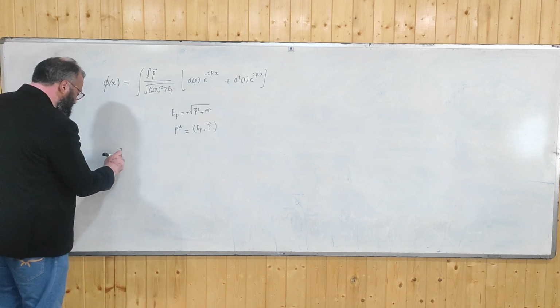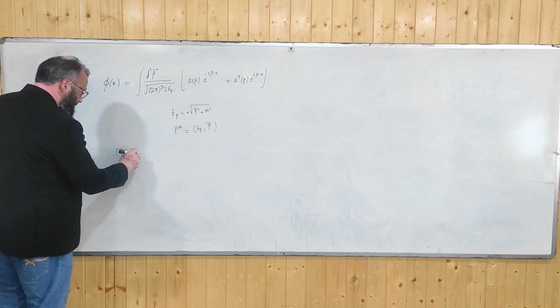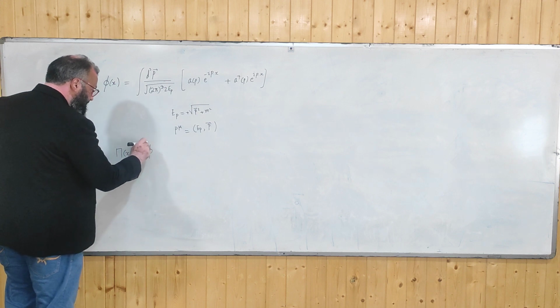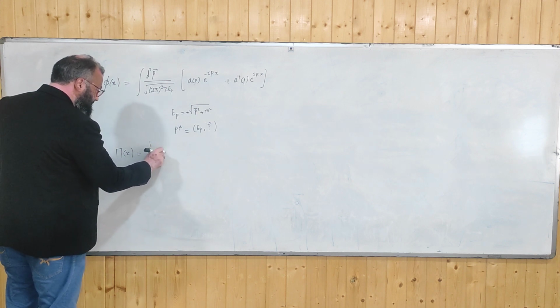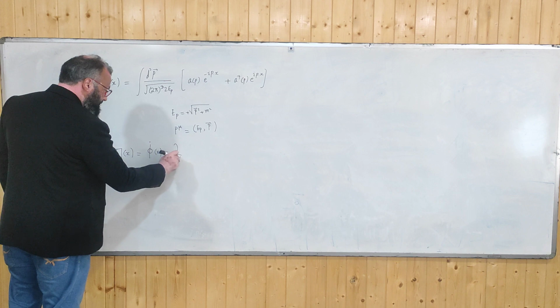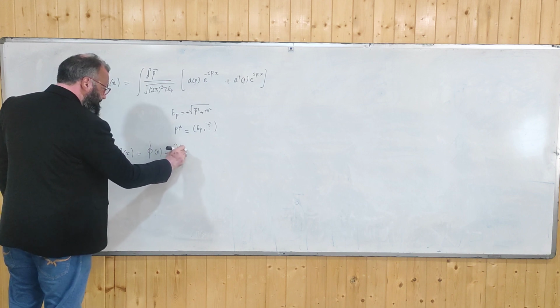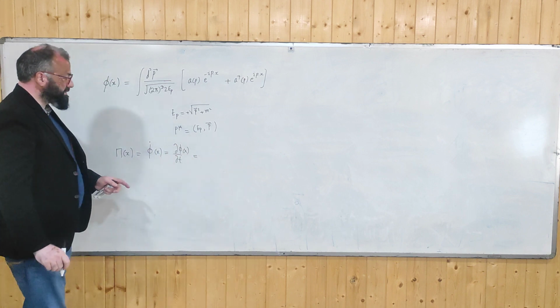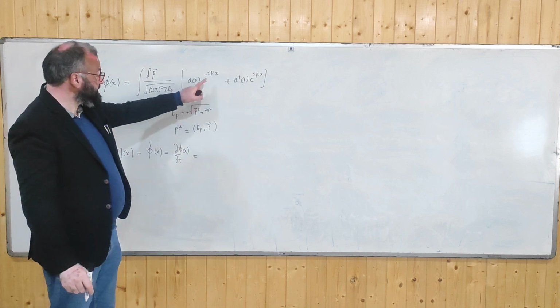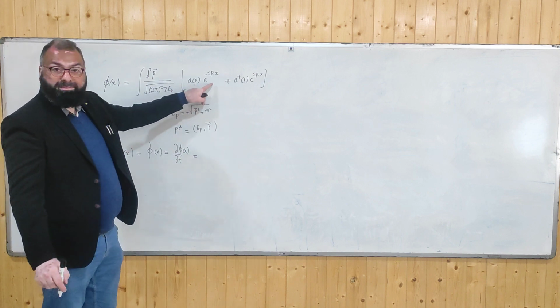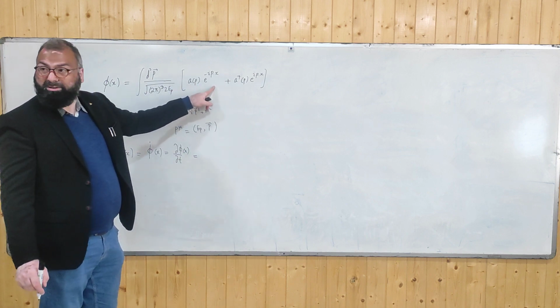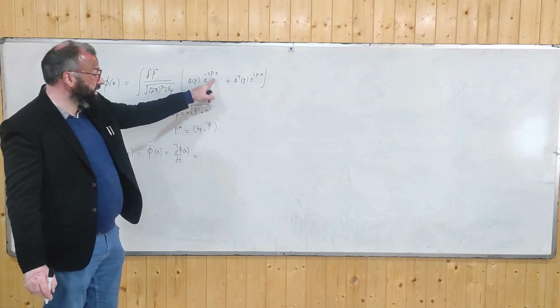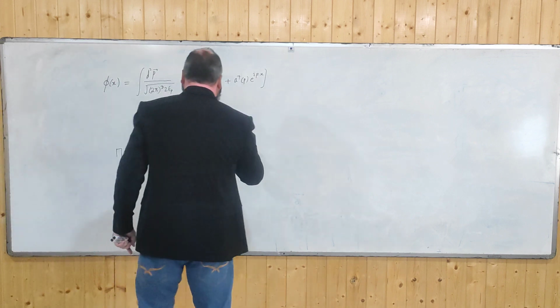Okay, so let's calculate this pi of x. So what is pi of x? It is simply phi dot for a scalar field. So what is that? Partial by partial t of this phi of x. Okay, so now let's differentiate this thing. So where is the time dependence? In e raised to minus i p dot x. So what is this thing?